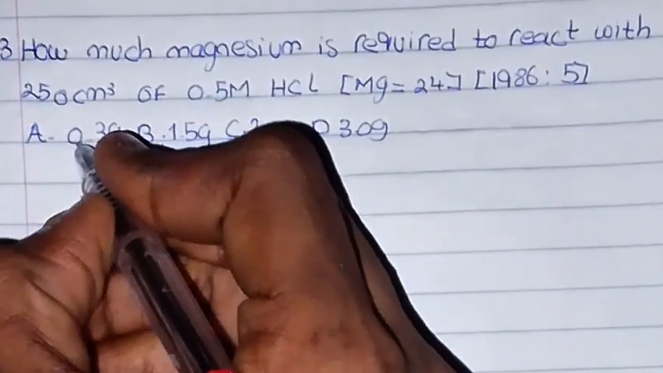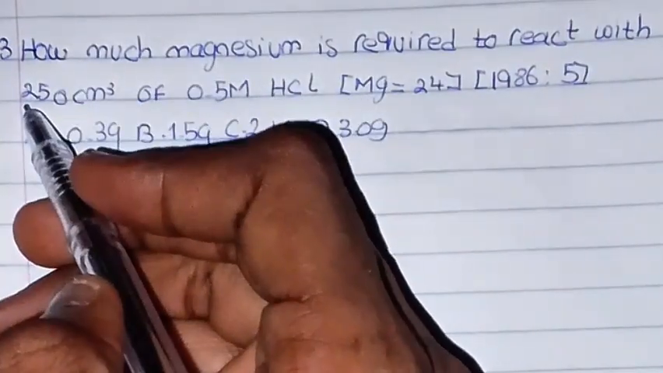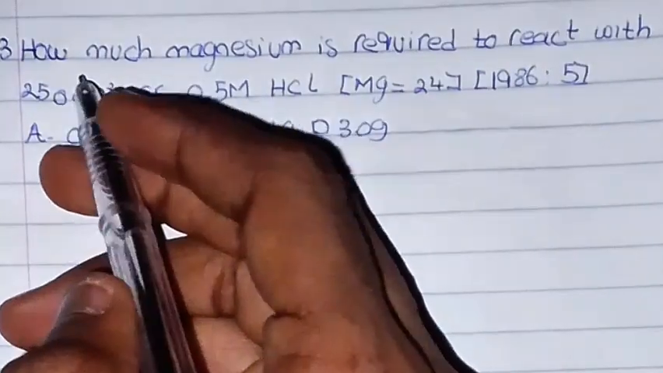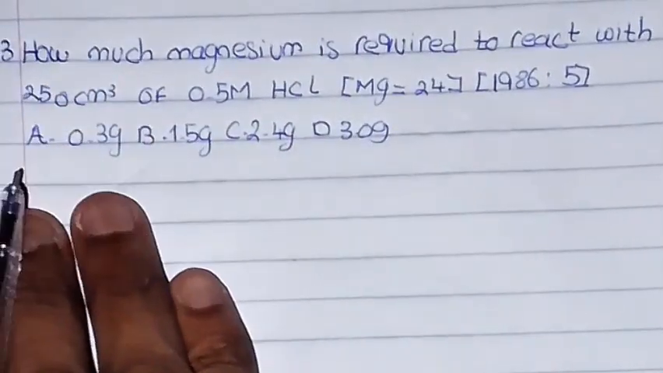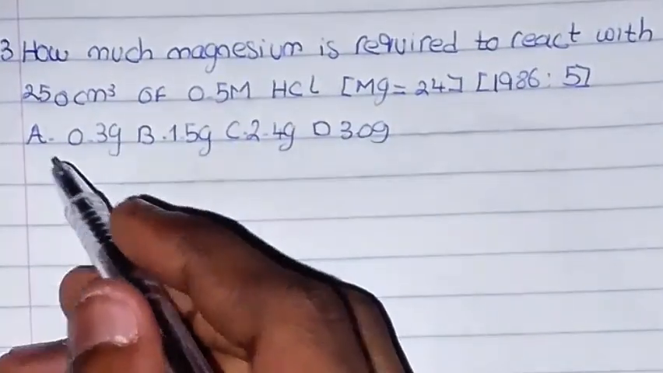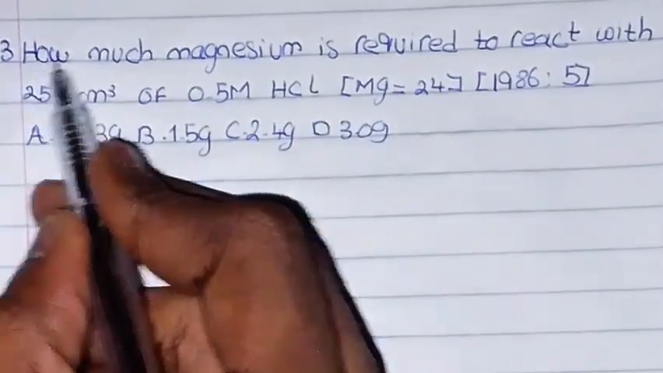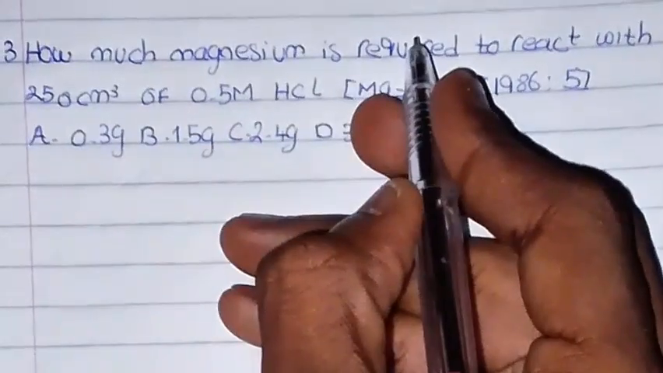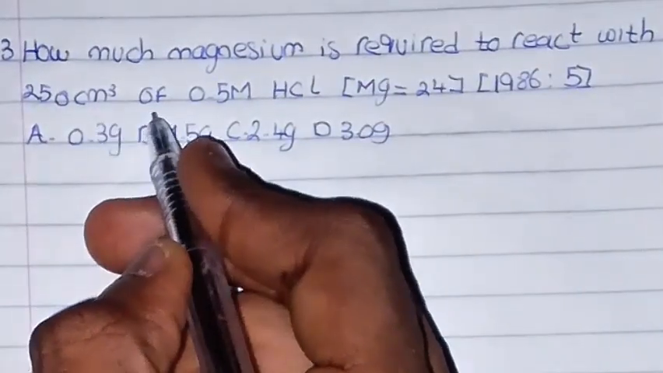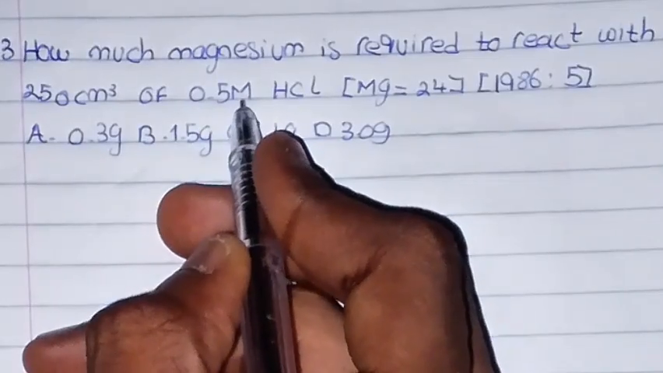Alright, so as a continuation of the previous video, we'll be taking the third question of our series of 5 questions in calculation chemistry. This one is optimized to enable you to solve the question as fast as possible in exam conditions. Alright, the question says, how much magnesium is required to react with 250 cm cube, that's volume, of 0.5 molar HCl.